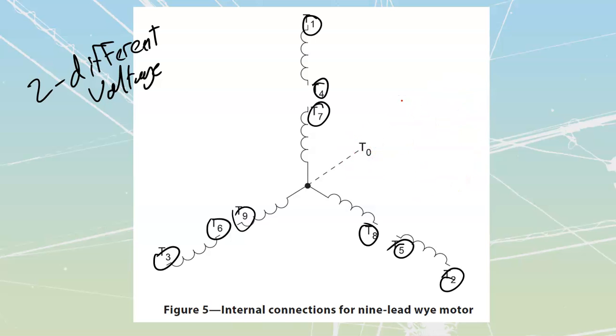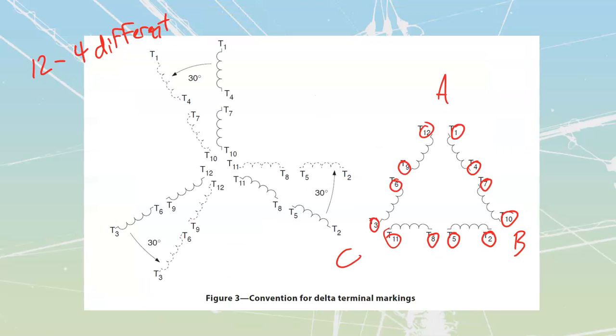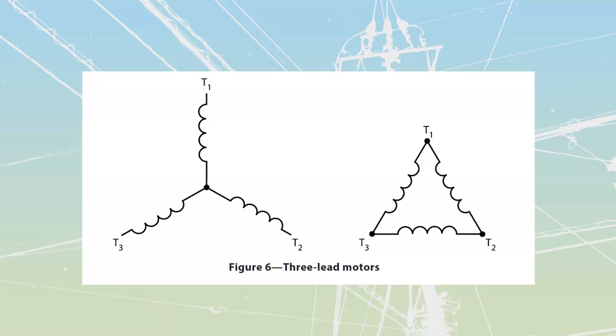Okay. That's going to be my 9 leads, good for 2 different voltages. This one here, good for 2 different voltages. My 12 lead, good for 4 different voltages because I can connect it either as a Y or as a delta, in series or parallel. Last one that I have is my 3-lead motors, and the 3-lead motors are only going to be good for 1 voltage.